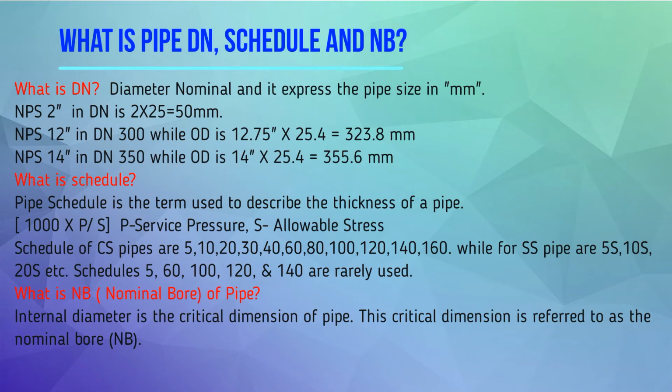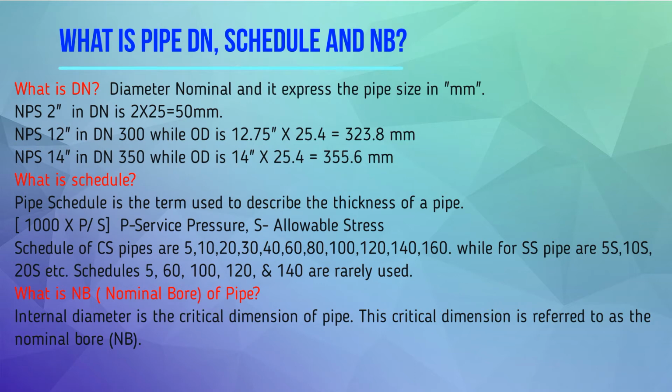But when you have to get the OD of these, you have to multiply the OD with exact 25.4 millimeter to get the dimension in millimeters. For example, for 12 inch size, the DN value is 300, so OD will be 12.75 into 25.4, so 323.8 millimeter is the exact dimension of the nominal 12 inch pipe. This is the OD, but DN is 300.